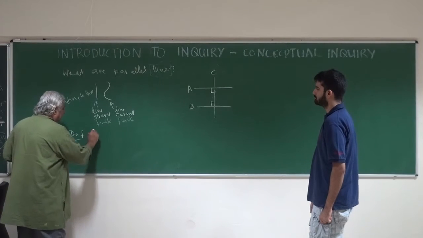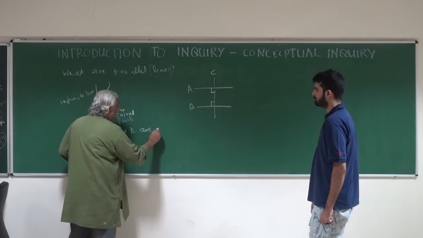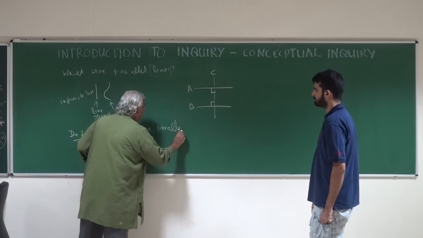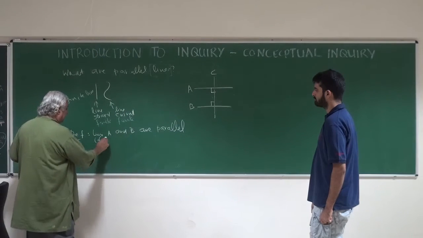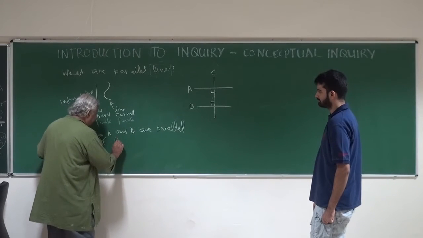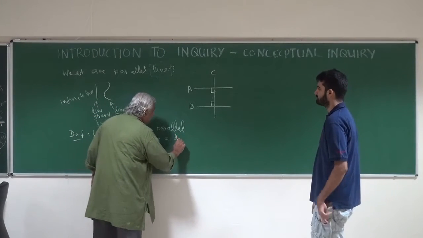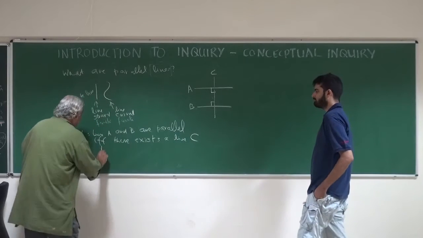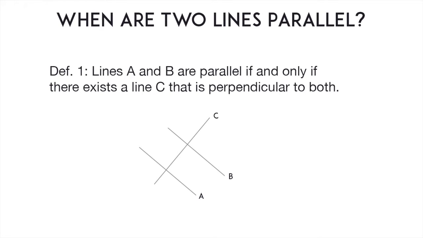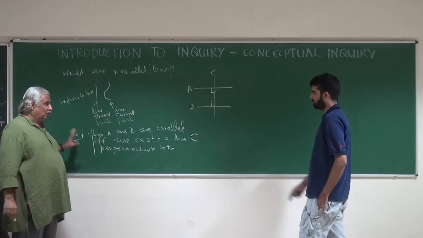Definition: Lines A and B are parallel if, this means if and only if, there exists a line C perpendicular to both. Would you agree, on the basis of that example, that this definition works?